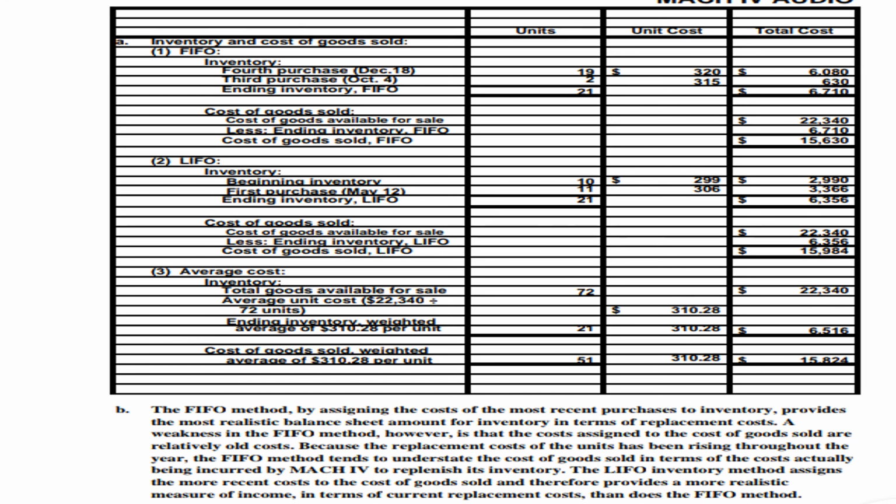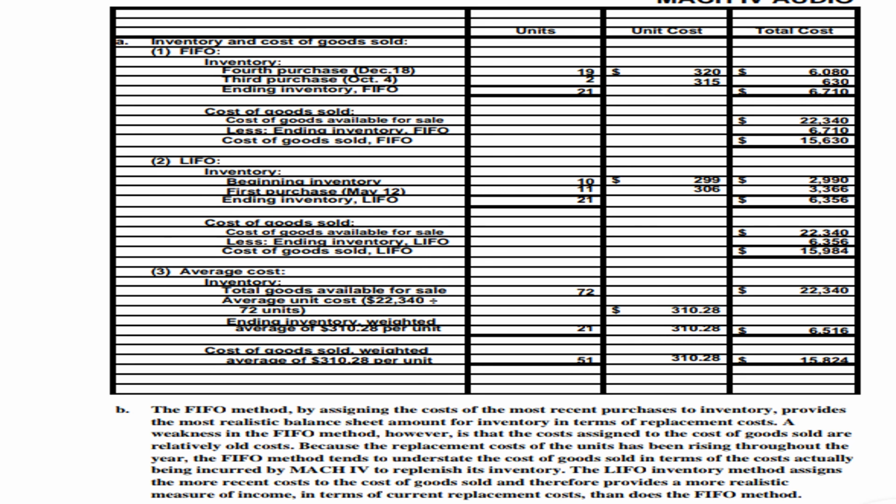Now, question B suggests that the FIFO method, by assigning the cost of the most recent purchase to inventory, provides the most realistic balance sheet amount for inventory in terms of replacement cost. Why? Because replacement cost is the latest cost, and whenever you want to take new inventory, FIFO will provide you the most realistic value.